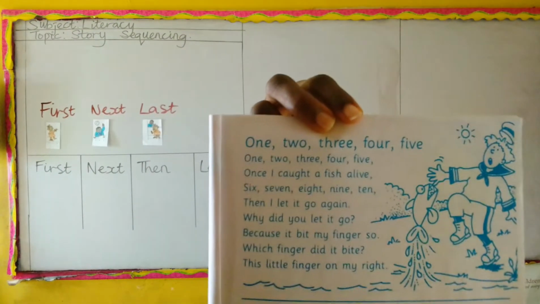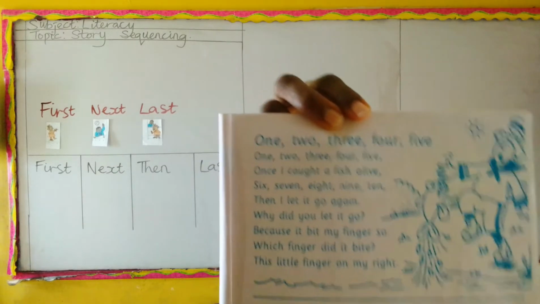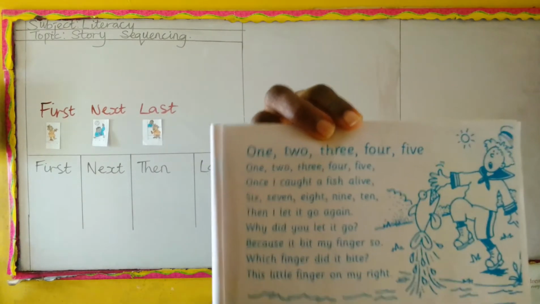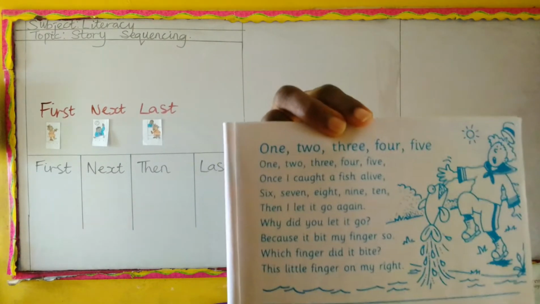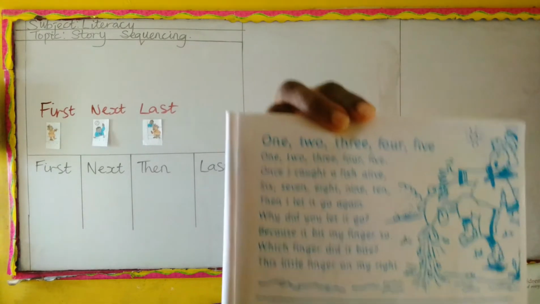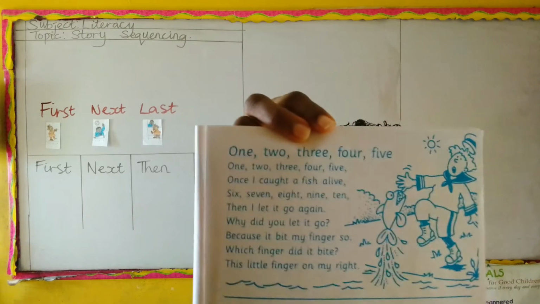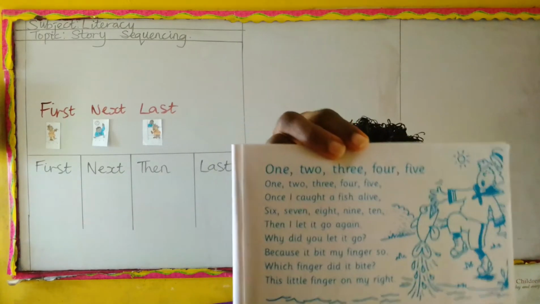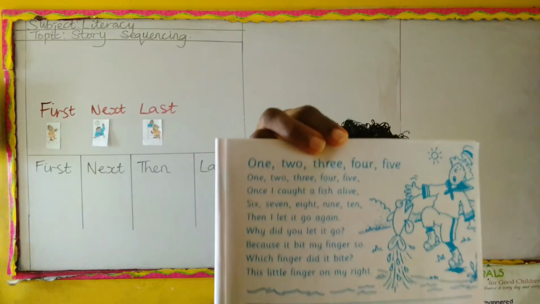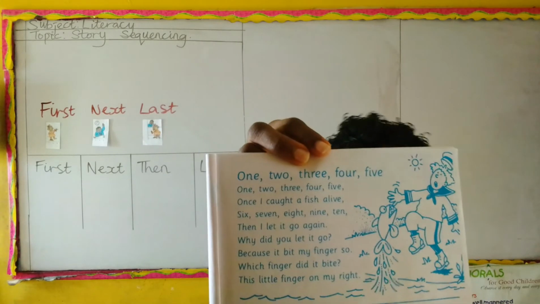Once I caught a fish alive. 6, 7, 8, 9, 10. Then I let it go again. Why did you let it go? Because it bit my finger so. Which finger did it bite? This little finger on my right.